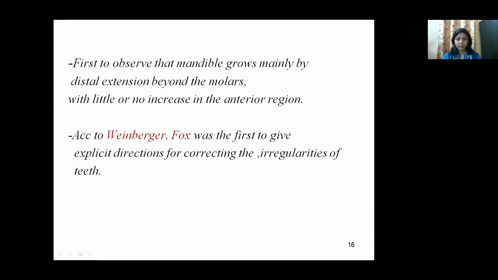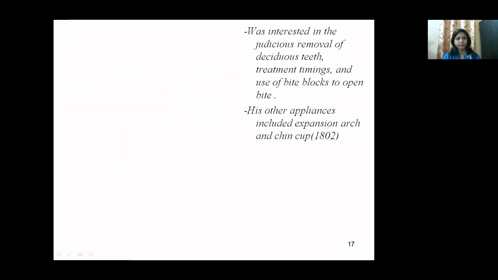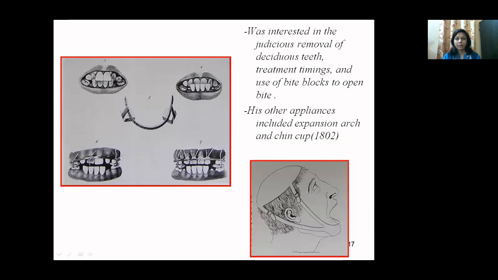According to Weinberger, Joseph Fox was the first to give explicit directions for correcting the irregularities of teeth. He was interested in the judicial removal of deciduous teeth, treatment timing, and use of bite blocks to open the bite. And he also included the expansion arch and the chin cup in orthodontia.